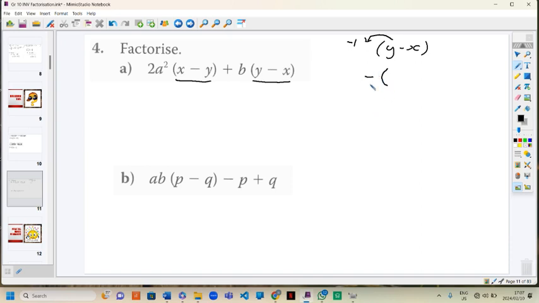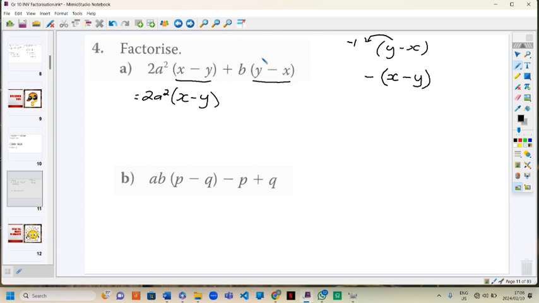What times negative 1 is going to give me negative x? Positive x. Good. What times a negative 1 is going to give me positive y? A negative times a negative is going to give me a positive y. Right. So now let's just write it down here. So we've got 2a squared, x minus y.